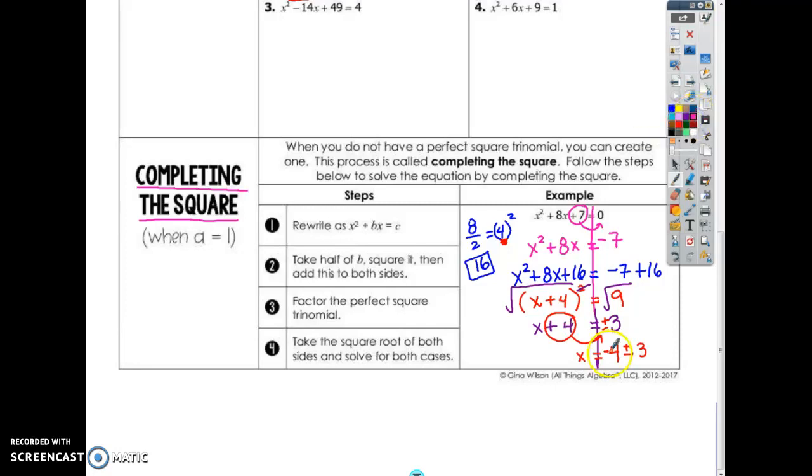So the first one, what's negative 4 plus 3? Negative 4 plus 3. Calculator. Negative 4 plus 3. Negative 1. X equals negative 1 is one of your answers. And what's negative 4 minus 3? Negativo 4 menos 3. Negative 7 is your other answer. Okay? We're going to have to practice a whole bunch of these to get them right.